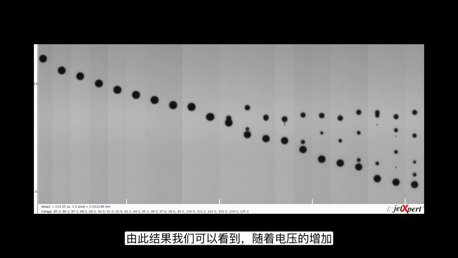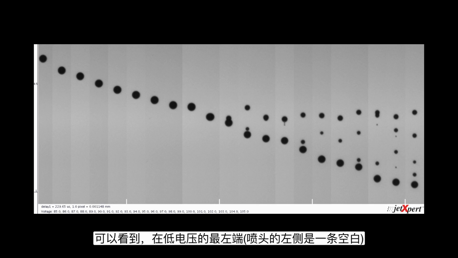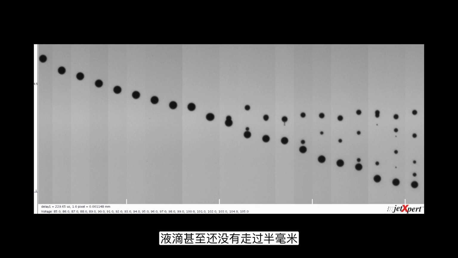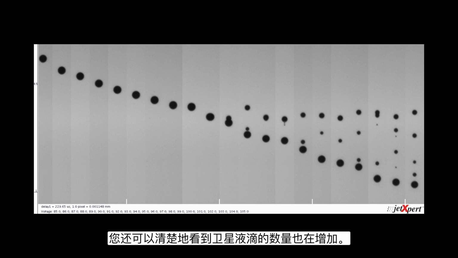So what we can see is that as the voltage increases, so does the speed of the drop. Each of these slices is taken at the same moment in time. So we can see on the slower end of the voltage, we've got our distance from the print head on the left here. The drop hasn't even traveled 0.5 millimeter, whereas at the same moment in time on the higher voltage, the drop is almost 1 millimeter from the head. So the drop velocity is definitely increasing as we increase that voltage. You can also clearly see that the number of satellites is increasing.